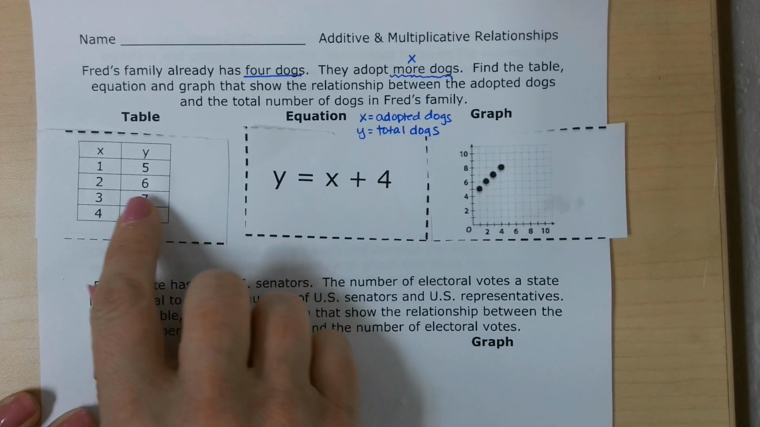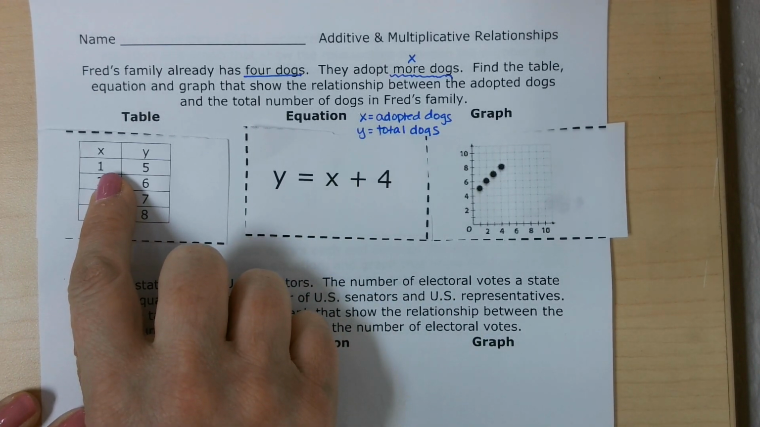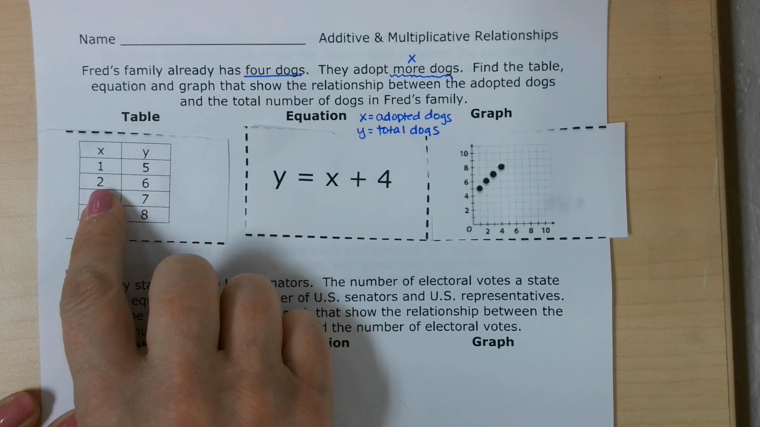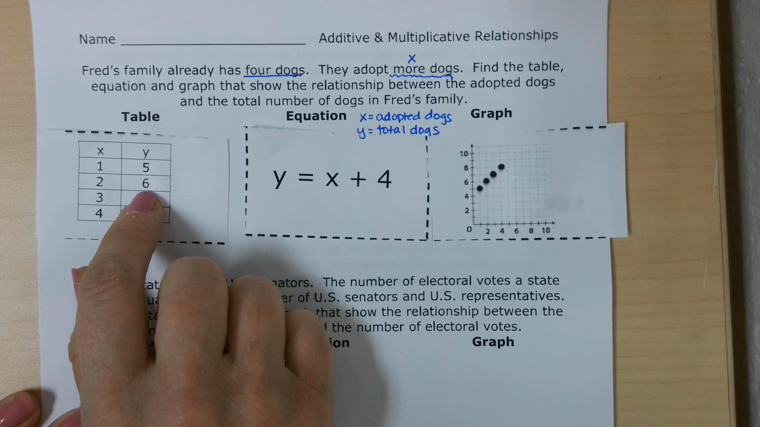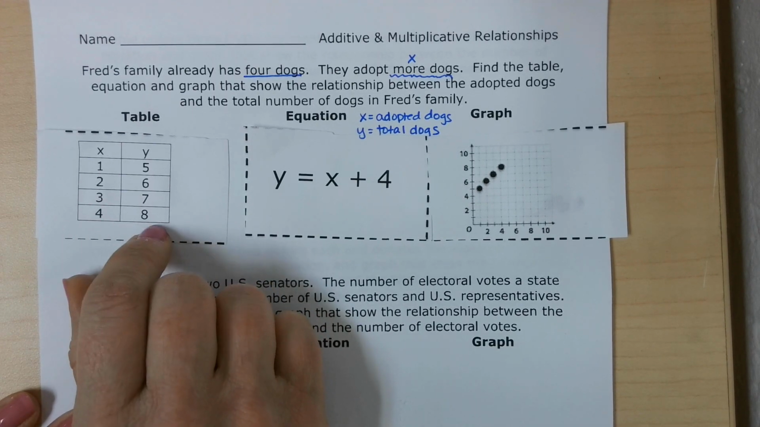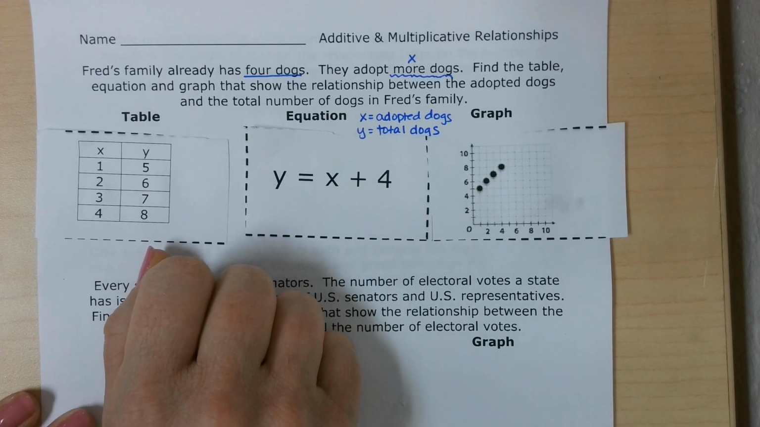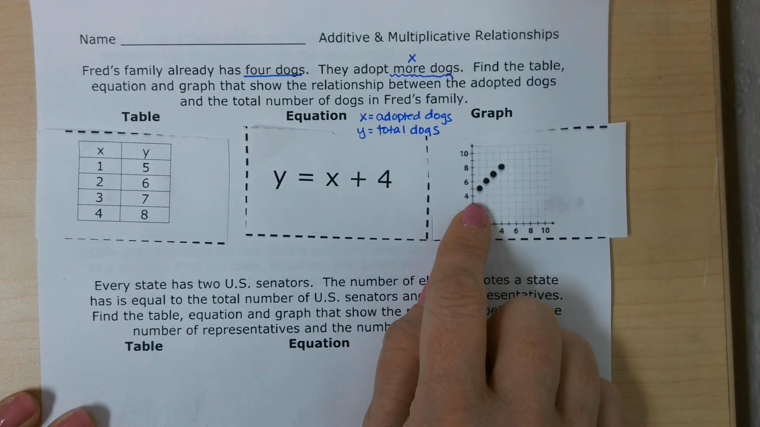If I had 1 adopted dog in the house plus the 4 original dogs that always stay, you would have a total of 5 dogs in the house. If you had 2 adopted dogs, you would have 6 in the house, 3, 7, 4, 8. So this table does match up with this equation. And then the graph that you would put in there would be this one.